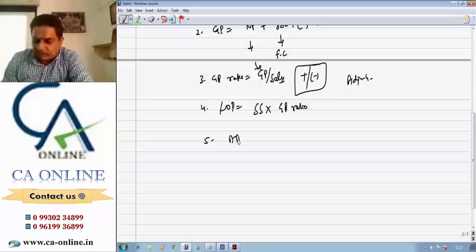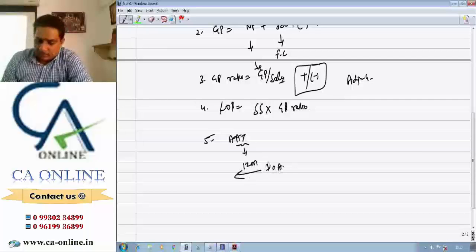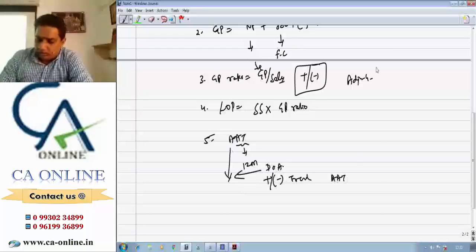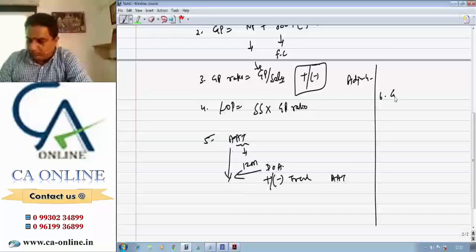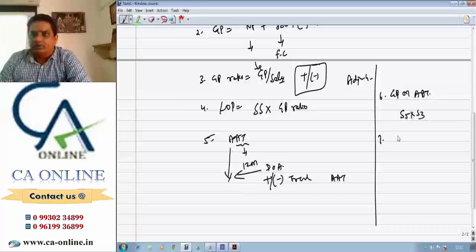Step 5, adjusted annual turnover. What is annual turnover? 12 month sales immediately before the date of accident. What is adjusted annual turnover? This 12 month sales adjusted for trend will give you adjusted annual turnover. Then step 6, GP on adjusted annual turnover. That is step number 5 into step number 3.